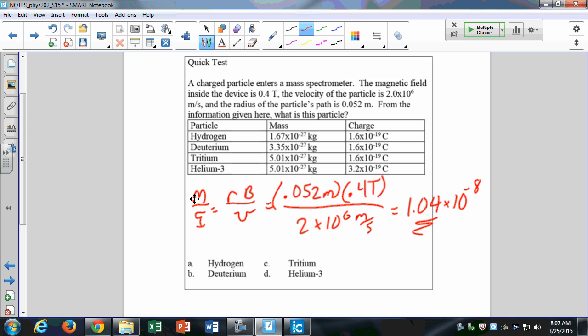But I can just look at these, since I know this ratio is a factor of 1. The only numbers up here that will give me a ratio anywhere close to a factor of 1 are those two numbers. But these two numbers, 3.35 and 1.6, that's more like a ratio of 2. This is more like a ratio of 3. And this is like a ratio of 1.5 or so. So you can go through and determine this mass to charge ratio, 1.67 times 10 to the minus 27 over that charge is equal to this value. But you could also just look at the numbers. So A is the right answer. That's our hydrogen.